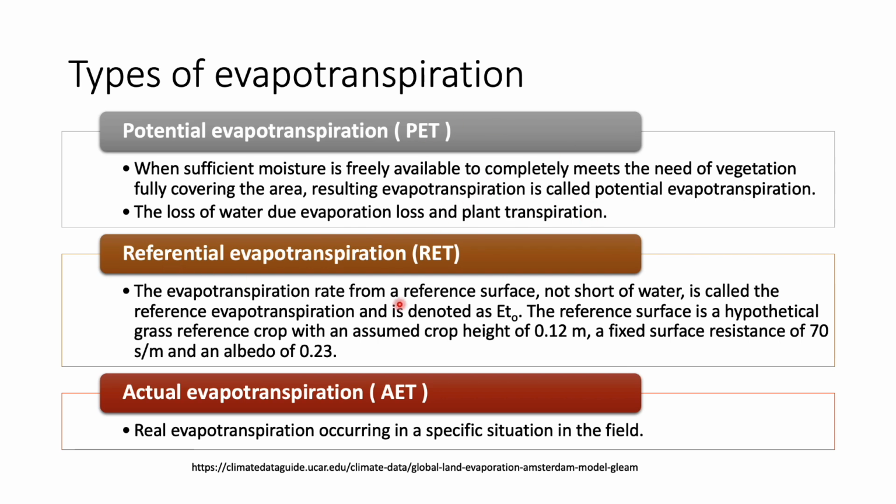When we talk about reference evapotranspiration, this is the evapotranspiration rate from a reference surface, not short of water. That means there should be plenty of water there. Then this is called the reference evapotranspiration. We are assuming that 100% evapotranspiration is possible in this particular area, so here we define a particular area. The reference surface is a hypothetical grass reference crop with an assumed crop height of 0.12 meters, a fixed surface resistance of 70 seconds per meter, and an albedo of 0.23.